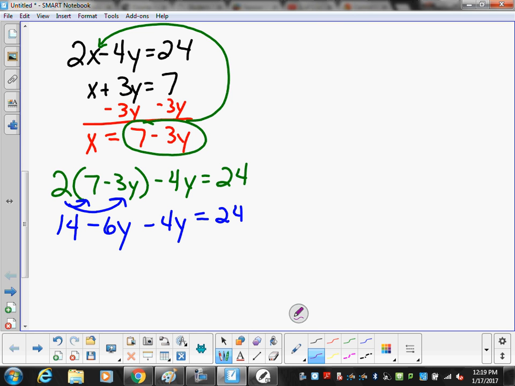All right. All we did that time was distribute the 2. Okay, at this point we want to combine your like terms. So those two there, so we got 14 minus 10y.